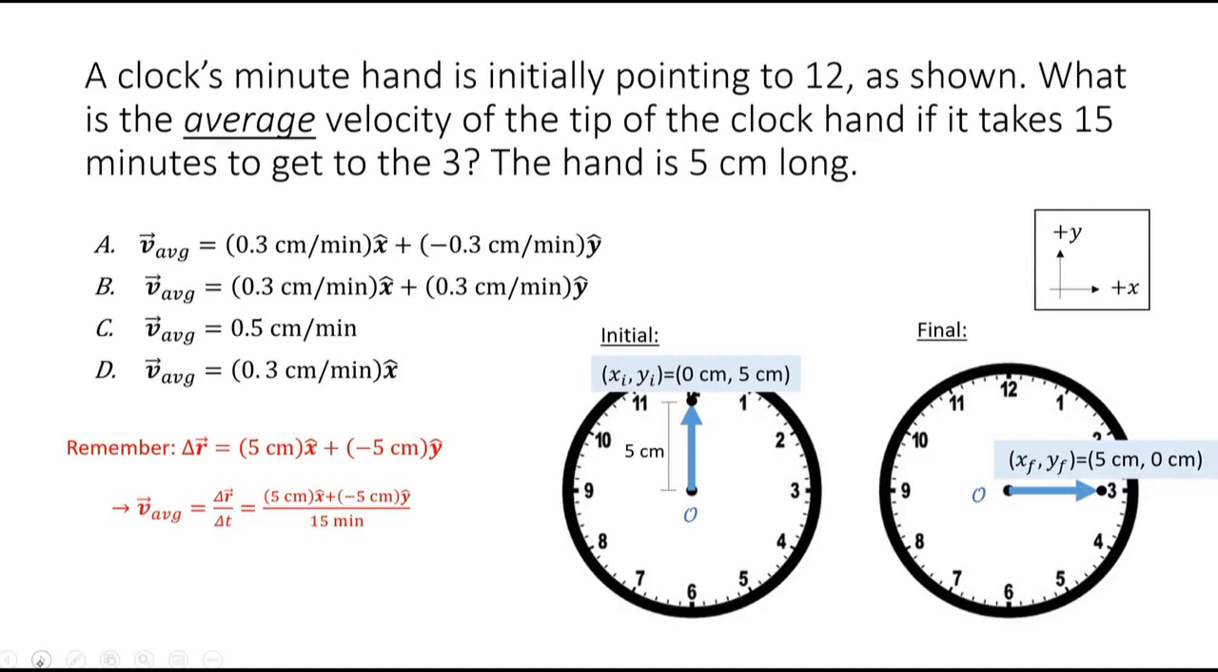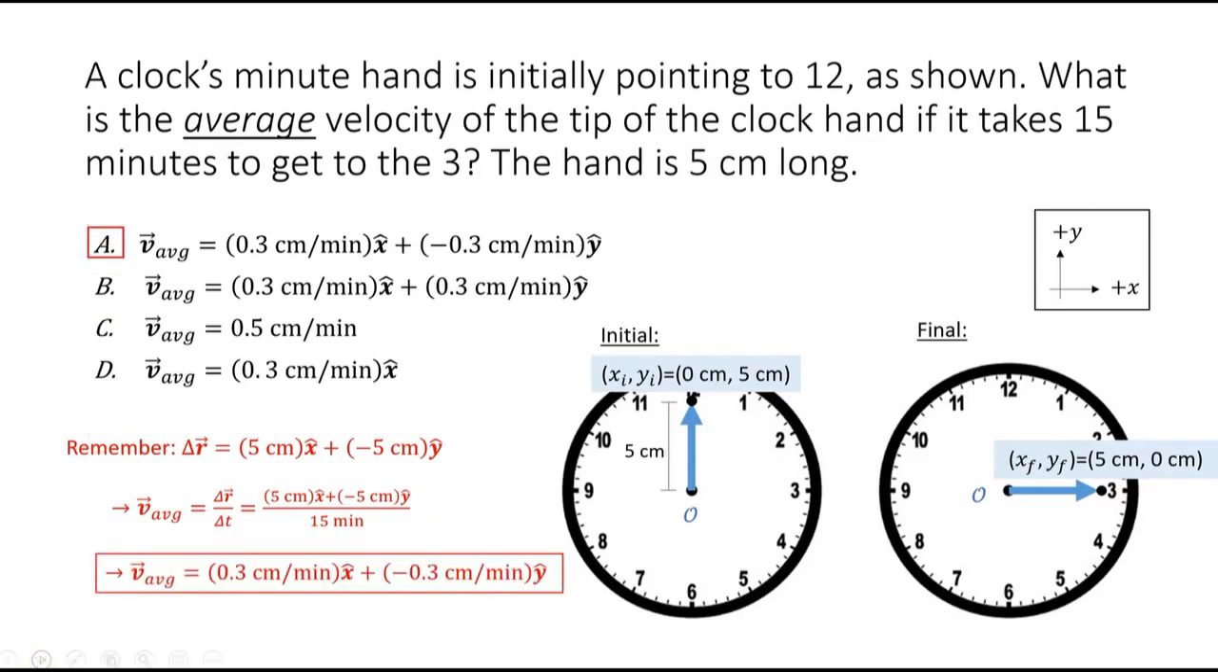So here, to go from the initial position at the 12 to the final position at the 3, remember it takes 15 minutes. We assume this is a well-working clock here, and so we want to divide by 15 minutes. We divide each of the components by 15 minutes, right? So we're distributing that 1 over 15 minutes to each component of our average velocity vector. And so if I were to do that, you would end up getting 0.3 centimeters per minute in the x hat direction and minus 0.3 centimeters per minute in the y hat direction, which corresponds to answer A here.